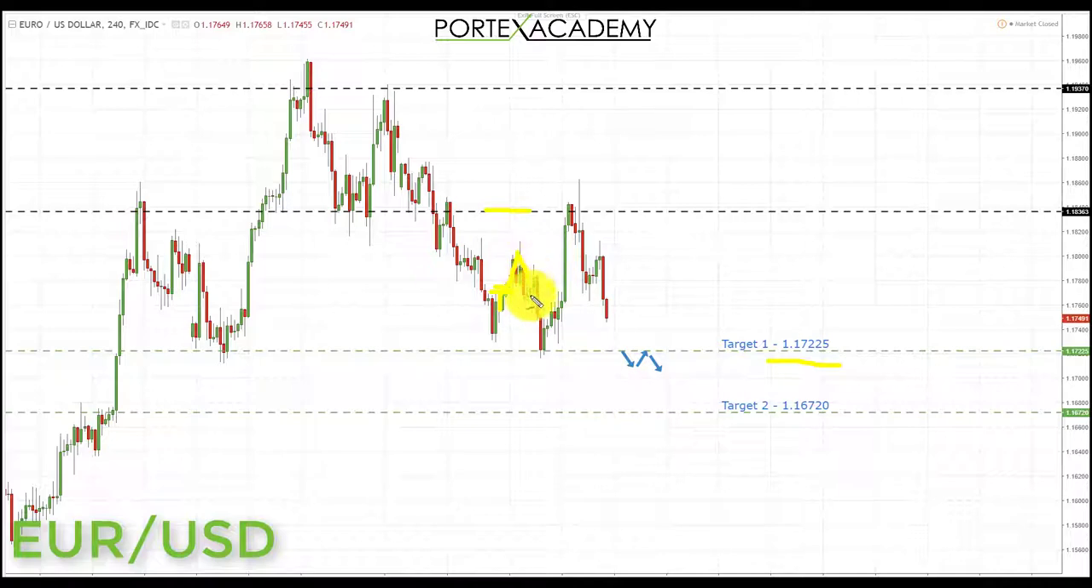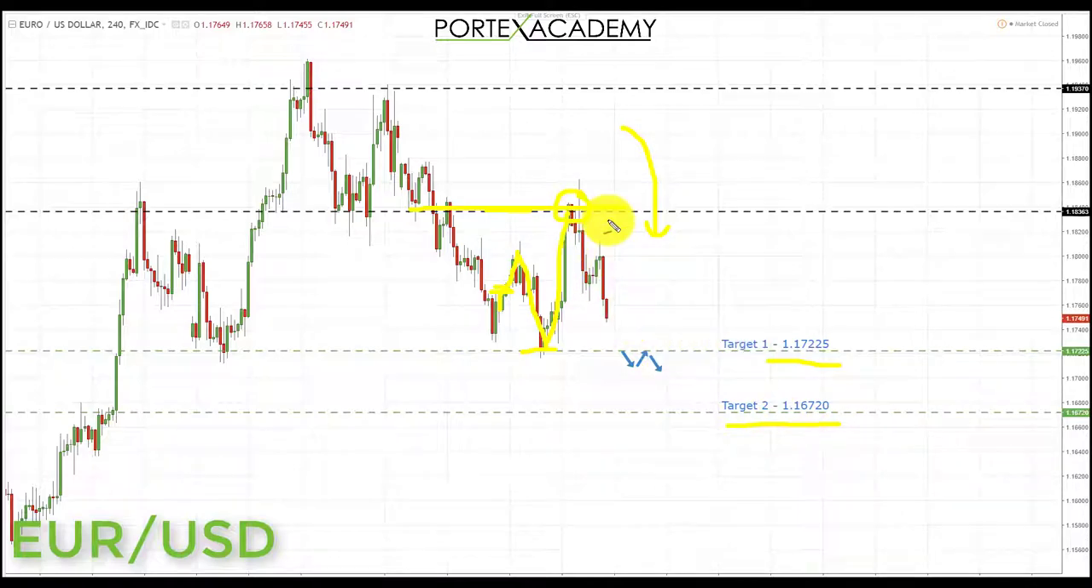And you can see we did actually have a nice opportunity on a pullback straight down to the target as highlighted last week. Now we bounced from here and we came all the way back up to previous support, which was broken over here, turning resistance. And so there was in fact a second opportunity to take this to the downside last week, back down towards the first target here at the 1.17225. But also we have a secondary target to the downside at the 1.16720.